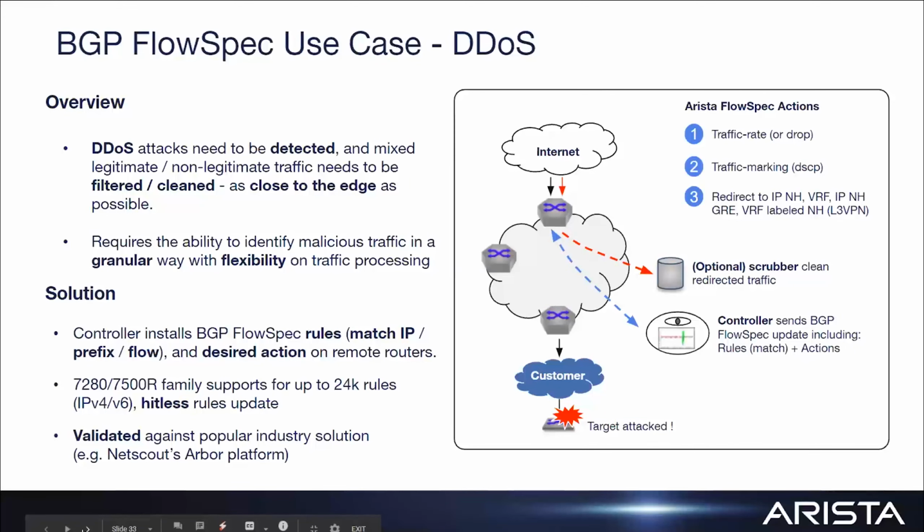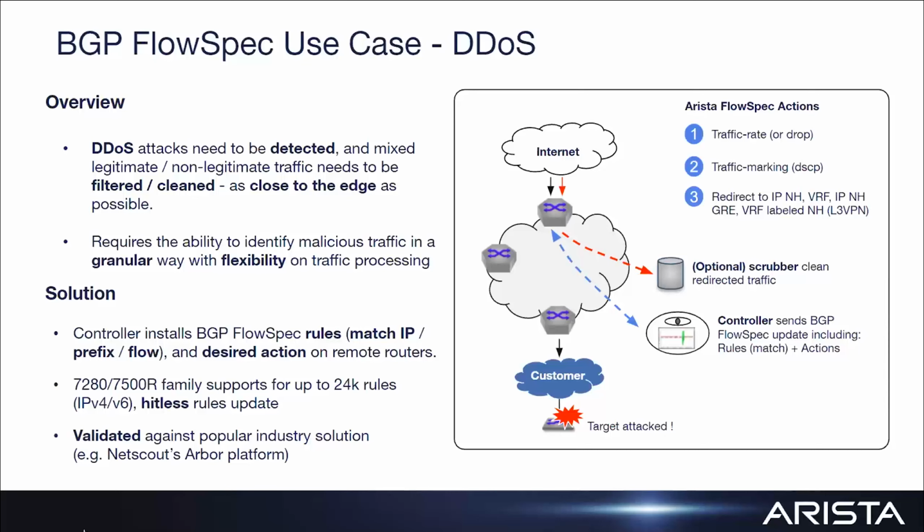And then we have a combination of inbound traffic, typically, that is comprised of both legitimate and non-legitimate traffic. So we need some mechanism of filtering or cleaning that traffic, ideally. And because of the increased bandwidth and the high cost of that, we ideally want to perform that as close to our edge as possible. So really with that, we need the ability to identify malicious traffic in a granular way, and we want some flexibility on the traffic processing. So the idea behind BGP flowspec in this use case is that the BGP flowspec address family and protocol is a standards-based way of achieving this.